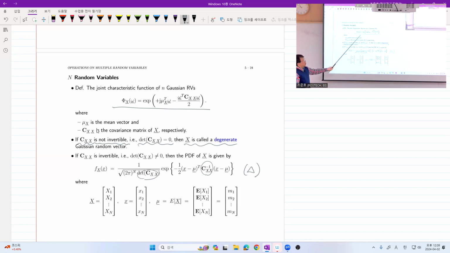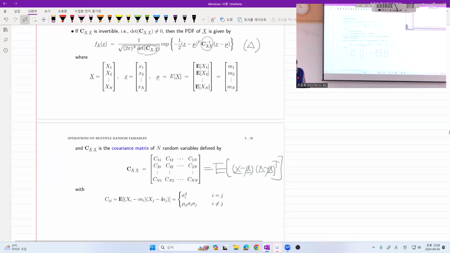Anyway, so using the joint characteristic function, the n-dimensional Gaussian random vector can be best described. If the covariance matrix is invertible, then we have a joint density in that form. Please remember this one. So the characteristic function is a much better approach.